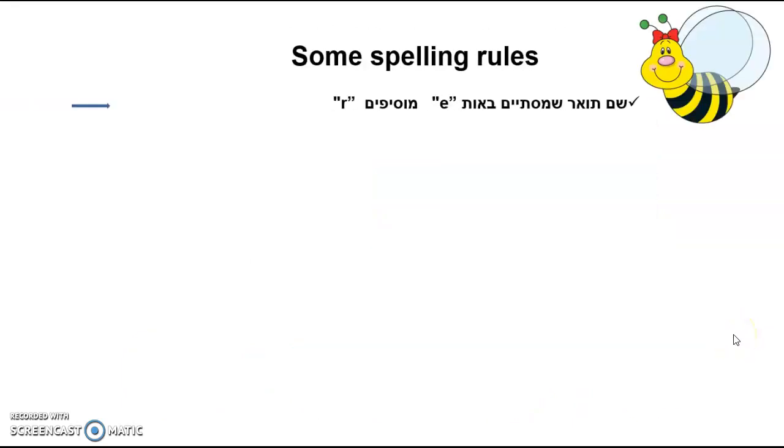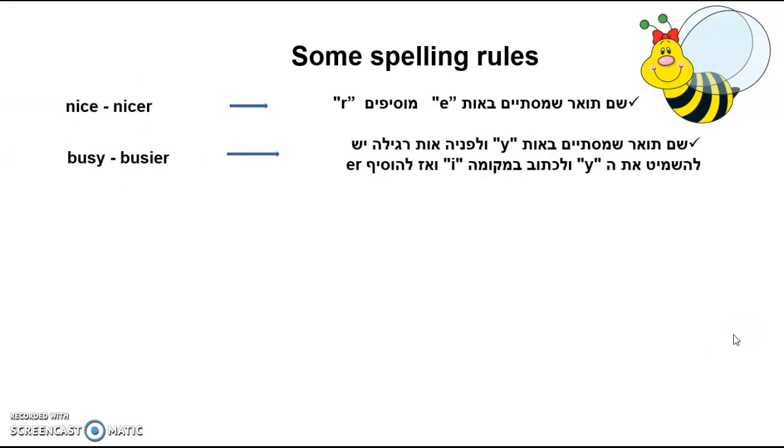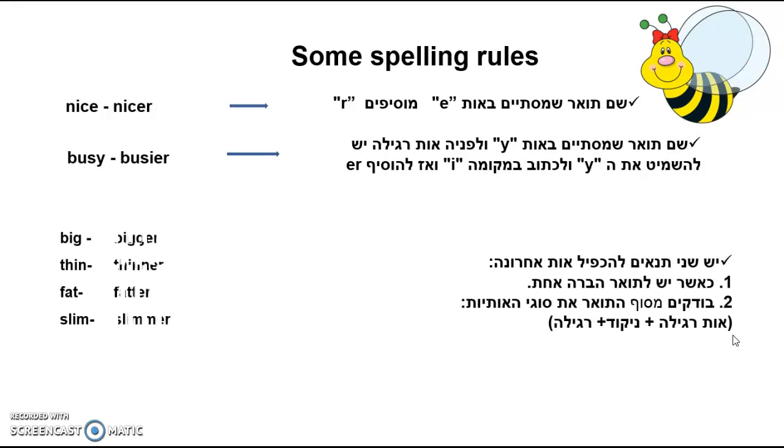Let's look at some spelling rules because there are some things that we have to take into consideration when we spell the words. For example, nice has E at the end, and we know we add R because we already have the E.